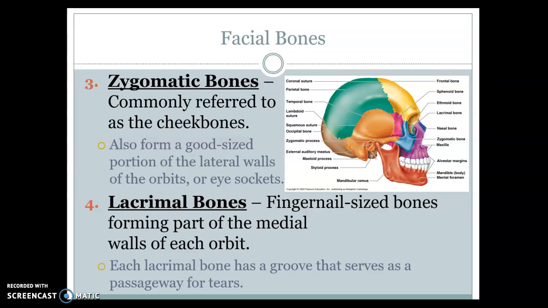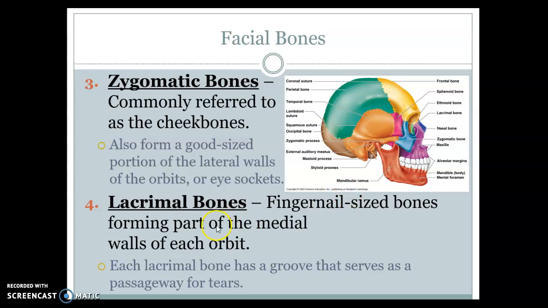So zygomatic bones, like I said earlier, that's your cheekbones. It's the blue ones here. They form a good sized portion of the side of your eye too. So that's this part coming up here. It's the blue. It's still part of the zygomatic bone.